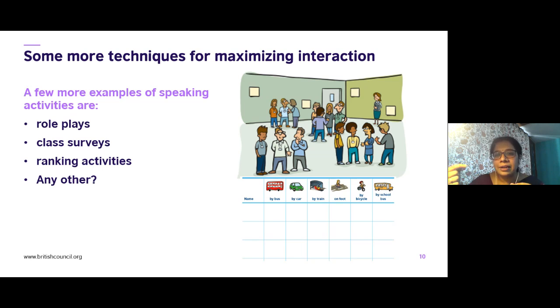Perhaps the question that has to be framed. How do you travel to school? And as an answer, I travel by bus, I travel by bicycle. Based on their answers, the student will mark or fill up this table.